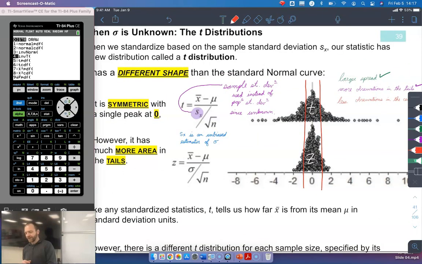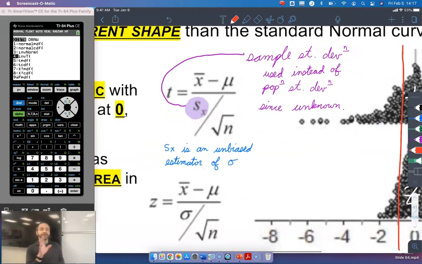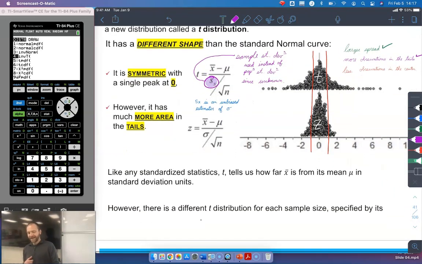So we look at these formulas. Keep in mind, the T formula looks very similar to the Z. X bar minus mu. Same numerator. That's good news. However, in the denominator you're going to replace sigma with S, because this is an unbiased estimator of your population standard deviation, which is unknown. So keep that in mind here. So like any standardized test, it tells us how many standard deviations it is away from the population mean mu.